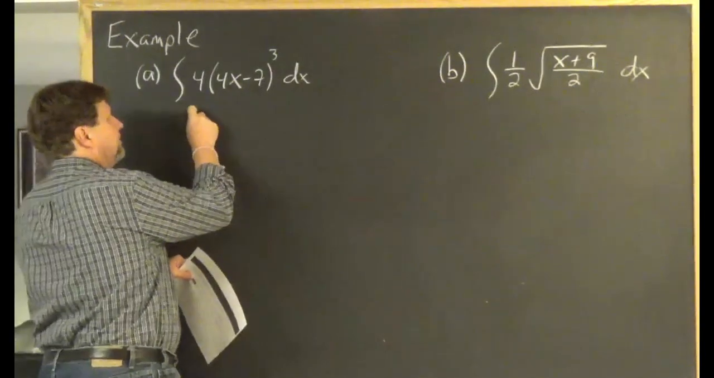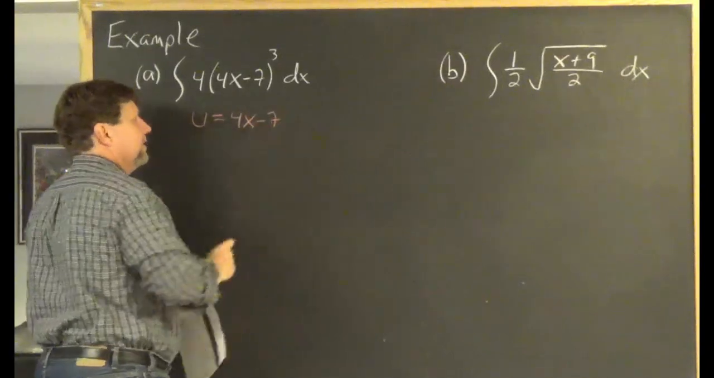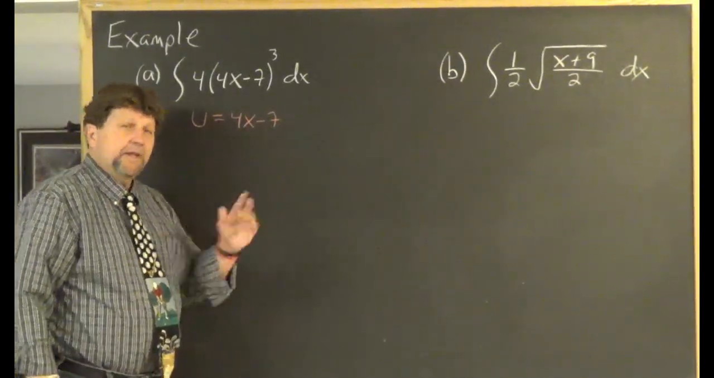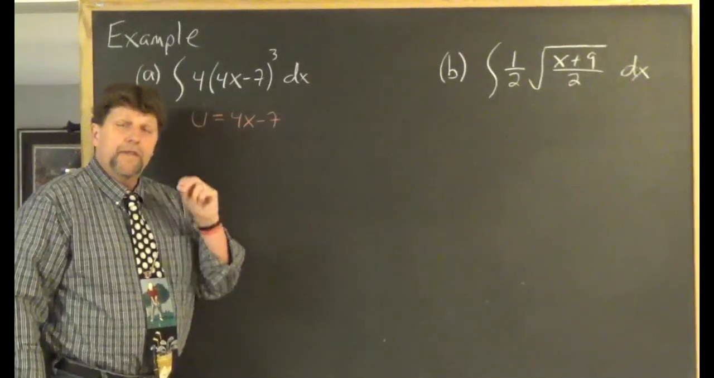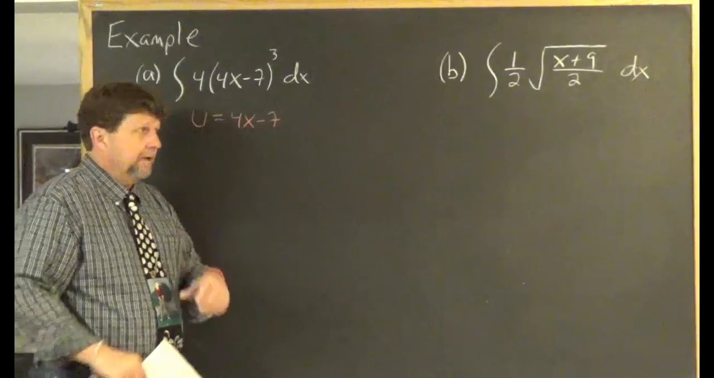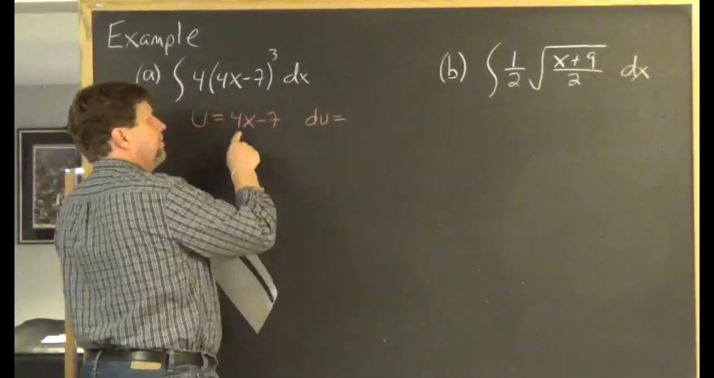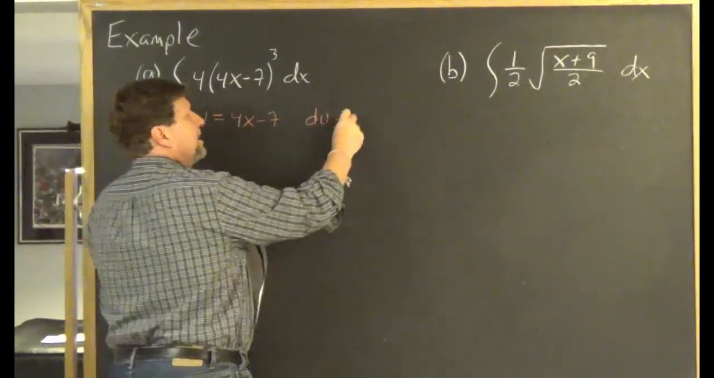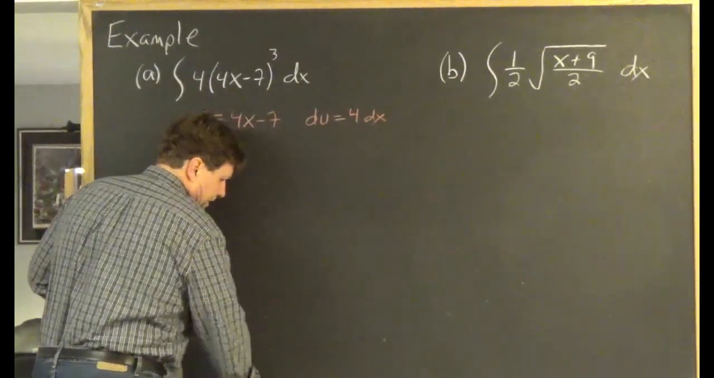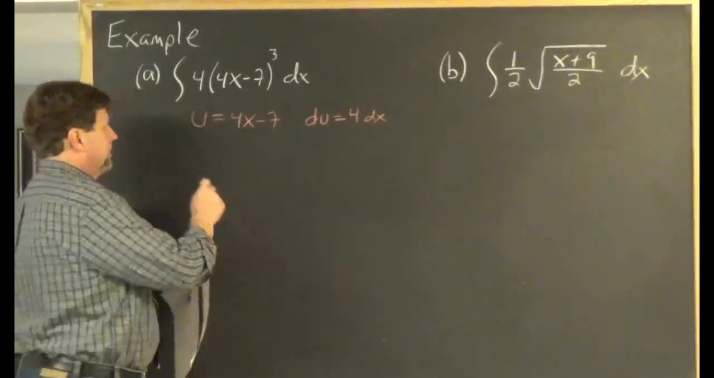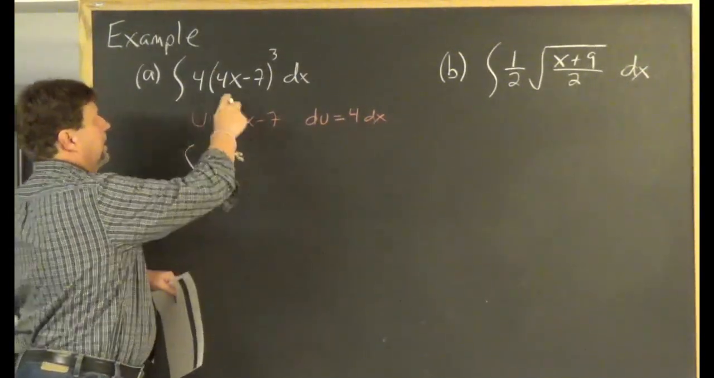So let me write that down. u equals 4x minus 7. Okay, now this isn't optional. As soon as you write down what u is, you have to compute du, the derivative of the u statement. So the derivative, and I'm writing it in differential notation, well, the derivative of 4x minus 7 is 4, then dx. Okay, now I do the u-sub. So the process of doing the u-substitution, here's u.